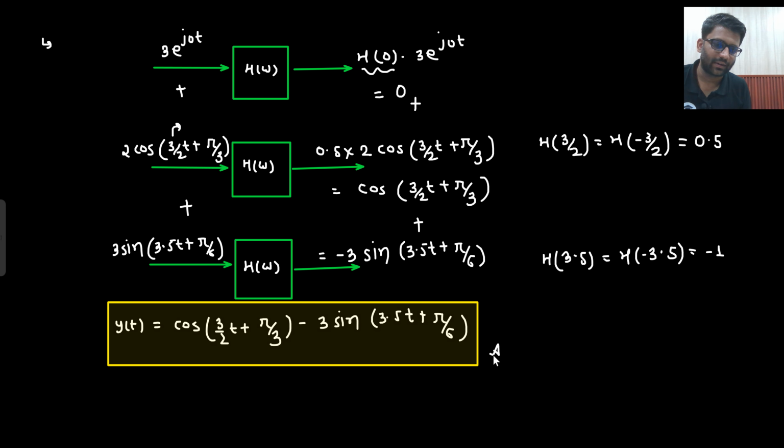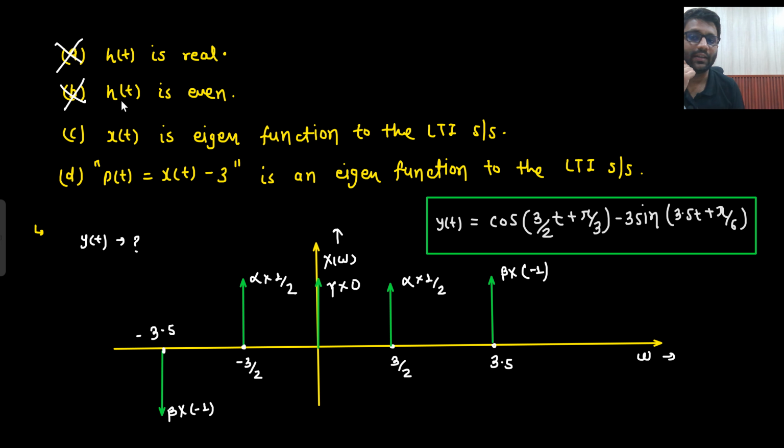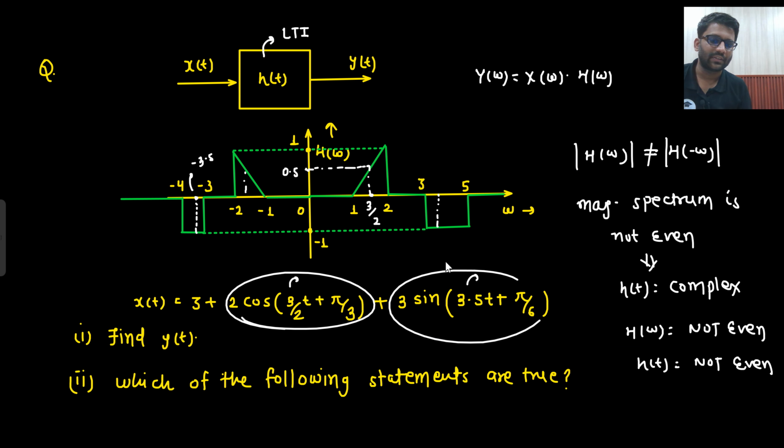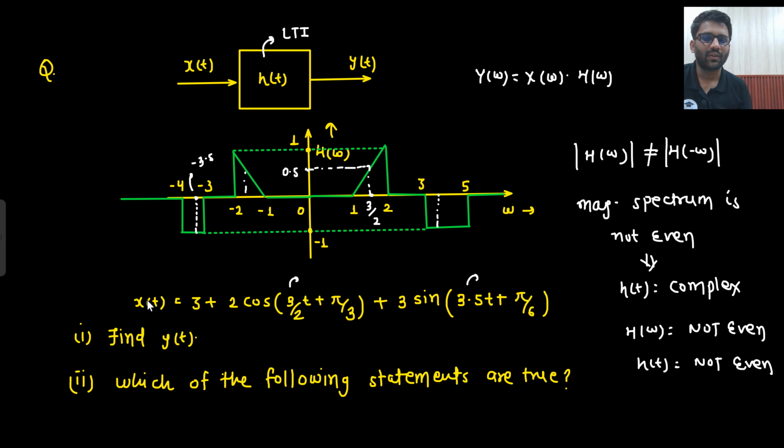This is the output we are getting, y(t). Okay, so I could have solved this by the concept of eigenvalue and eigenfunction. Here I have proved that even if h(t) is not even, H of omega is not even, still these are my eigenfunctions. Now let me know if x(t) is your eigenfunction or not.